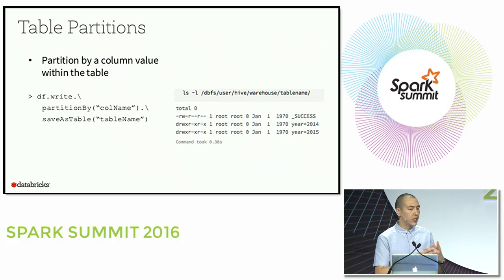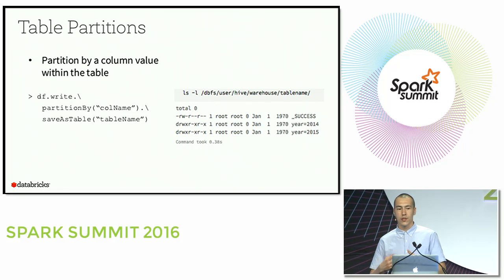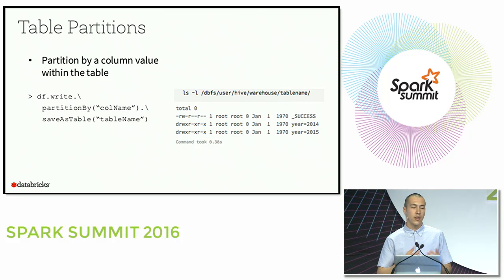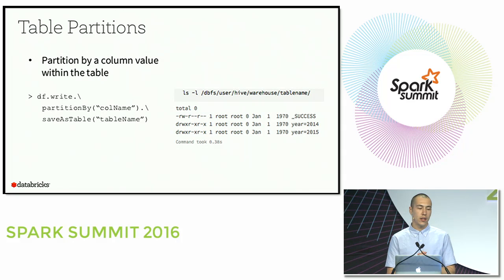And the next level of partitions are table-level partitions. So if you're running SparkSQL, you're going to have these tables, you have a Hive metastore. There's this other notion of partitioning by a column value. And what this does is it creates a directory per unique column value and then chunks up your data that way.